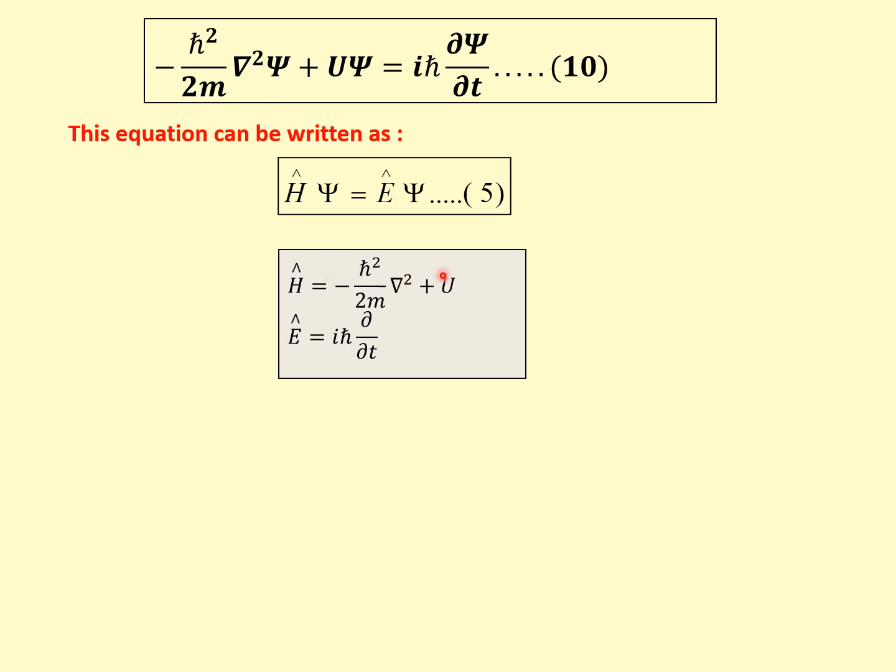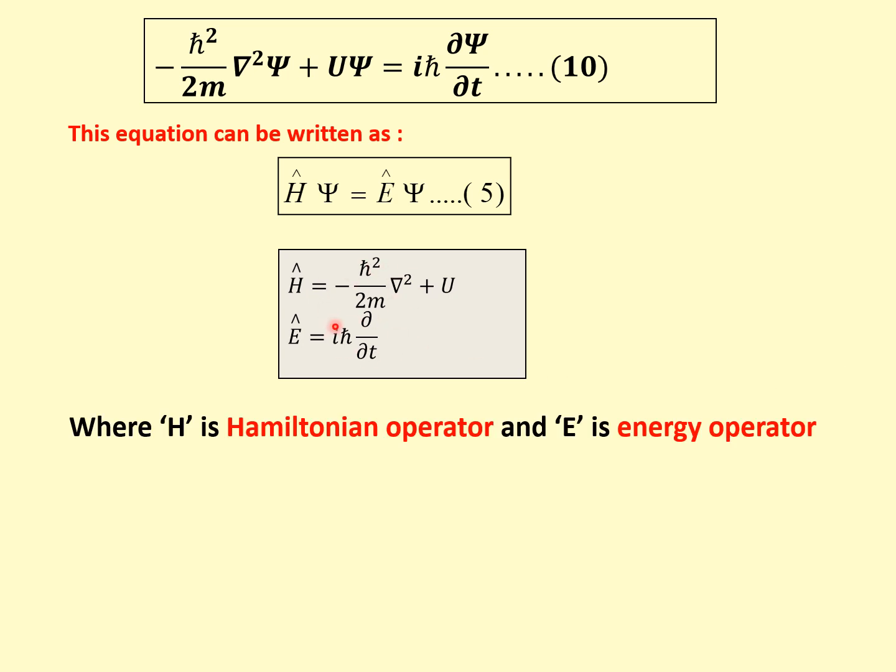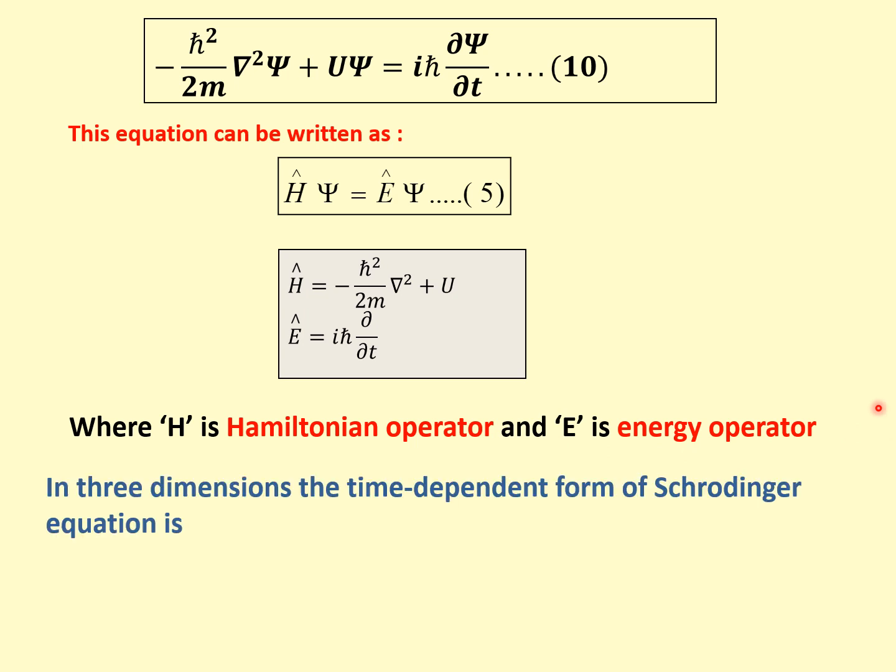This means energy operator, minus h bar square by 2m. Del square means it is ∂²ψ/∂x² plus ∂²ψ/∂y² plus ∂²ψ/∂z². This del square is also known as the Laplacian operator, and this energy operator E is iħ ∂/∂t. So these are the operators in quantum mechanics. H is known as the Hamiltonian operator and E is the energy operator.